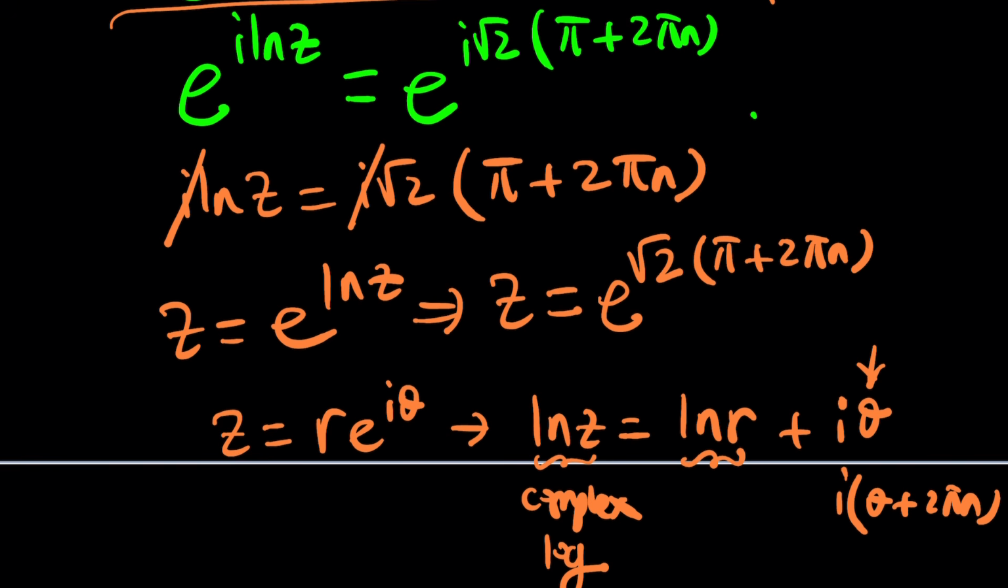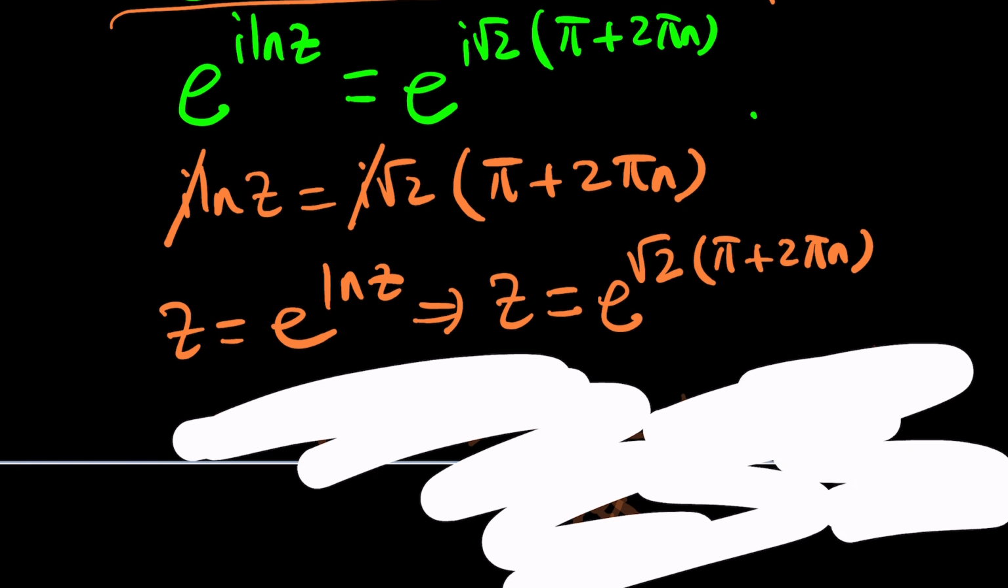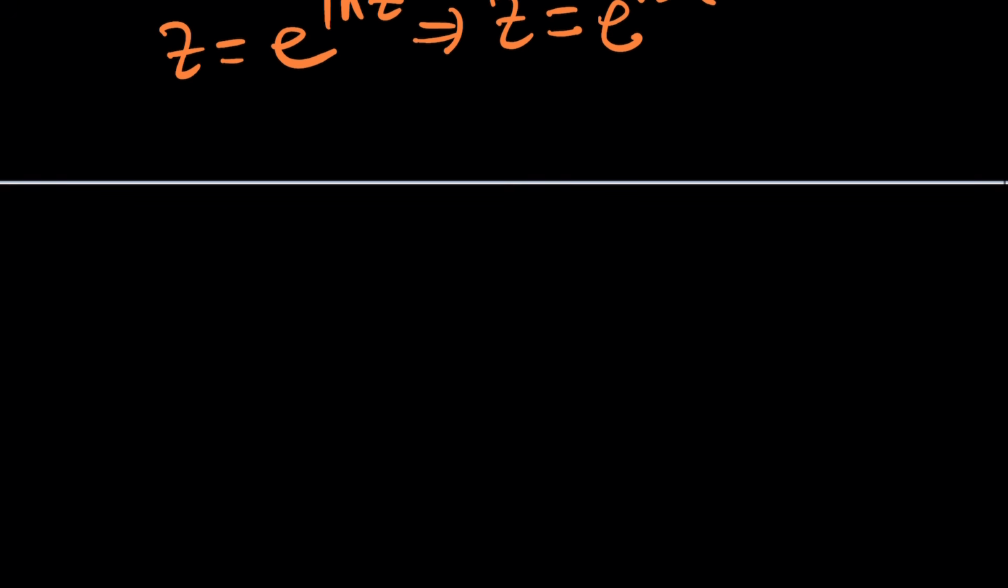Wait a minute. I thought this channel was all about complex numbers. Why did we get a real answer? Well, it's possible that you may get a real answer because real numbers are also complex numbers, which means the set of complex numbers contain real numbers. Why? Let me tell you real quick.